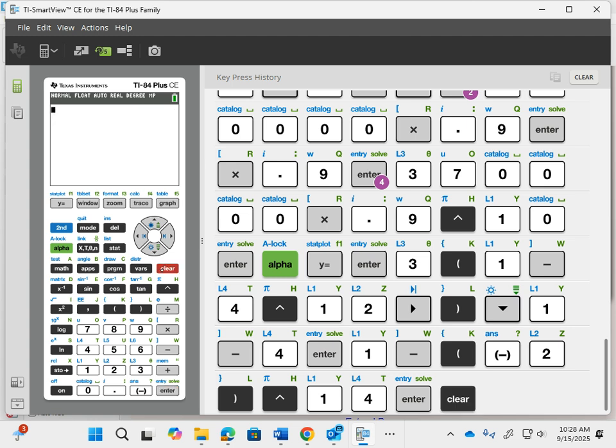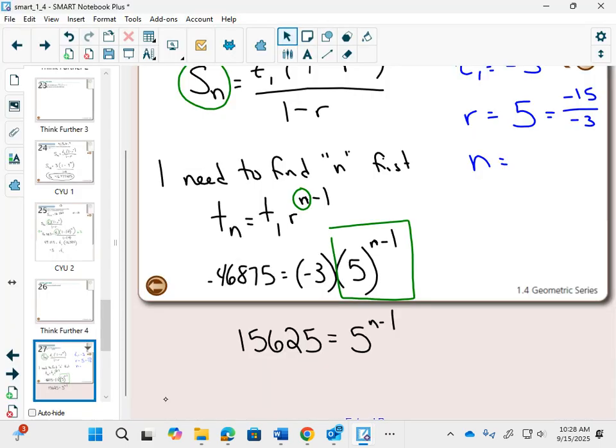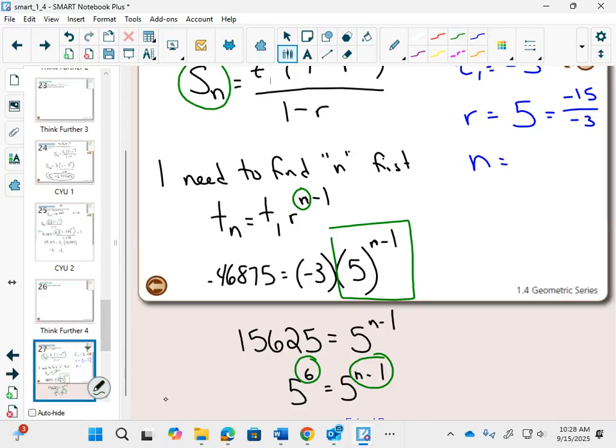So I'm going to try 5 to the, what do you think would be a good guess to start? 5 to the 6. Oh, you got it right away. Sometimes that happens. If it was too small, you try a bigger number. What that means for us is we can rewrite this left side as 5 to the 6. It's supposed to equal 5 to the n minus 1. I wonder if n minus 1 is here and 6 is here. I wonder what n is. It has to be 7.